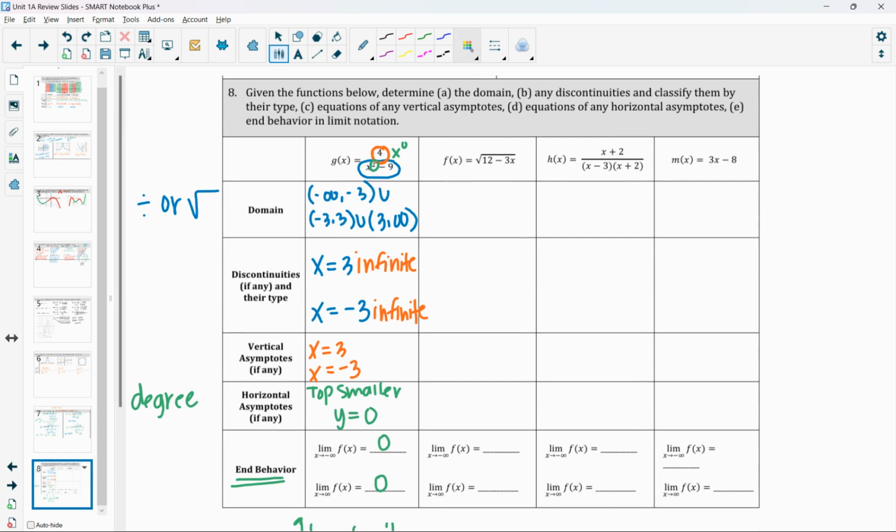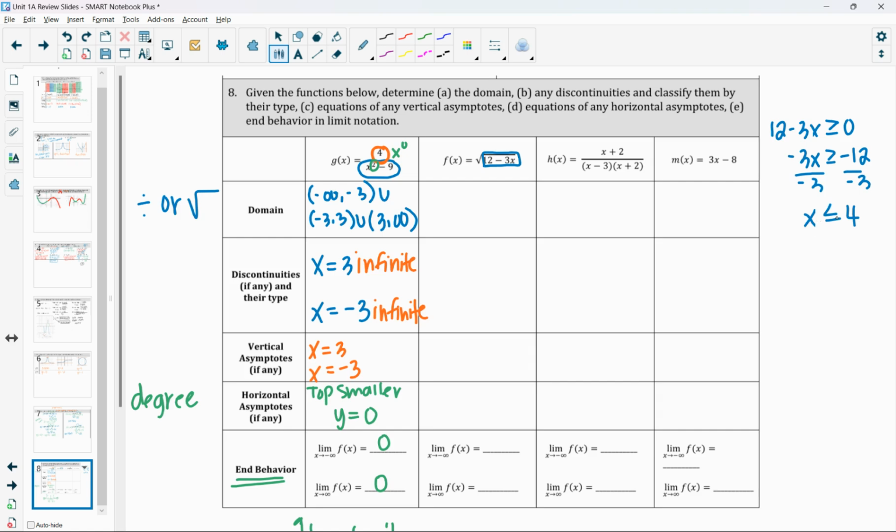All right, then the second one has a square root. So what we can't do in math is have this number be less than 0. So off to the side, I'm just going to solve this so that the number under there is greater than or equal to 0. So I'm going to subtract 12 from both sides. And then I'm going to divide by -3. When I divide by -3, I flip this symbol. I flip the inequality anytime I multiply or divide by a negative.